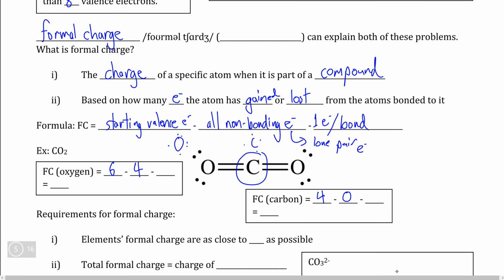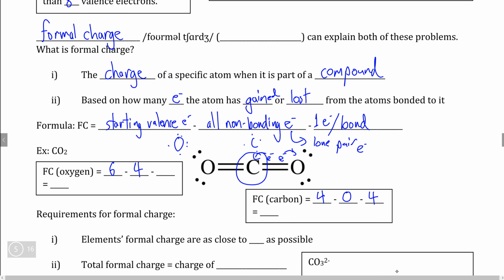And finally, we subtract from this 1 electron per bond. The reason for this is because these are covalent bonds. We know that one of these electrons came from oxygen and one of these electrons came from carbon. And since formal charge measures how many electrons an atom has gained or lost when it formed a compound, we need to compare it to how many it originally had, which is why we say that 1 electron per bond comes from each of the atoms in the bond. So in carbon's case, it has 4 bonds, and 1 electron per bond is 4.